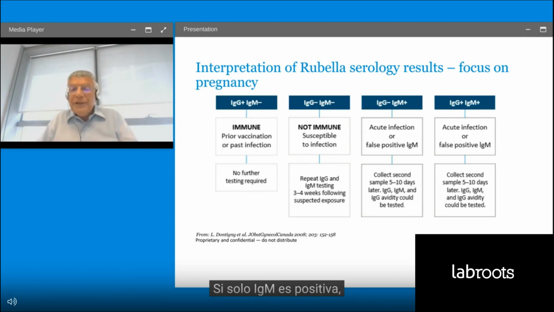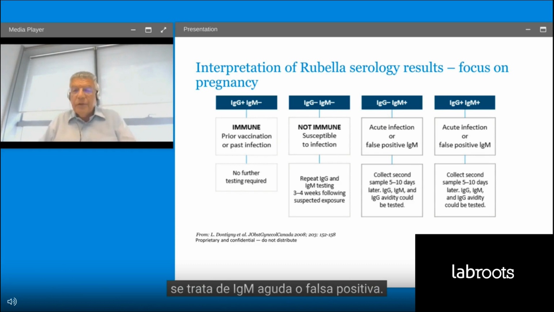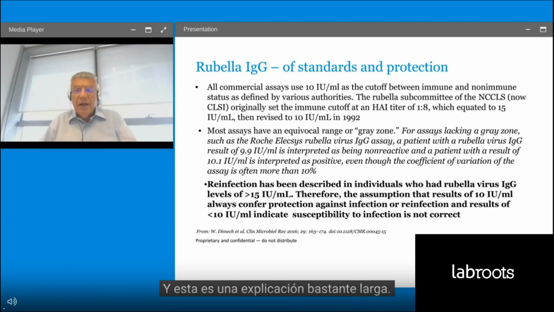If only IgM is positive, this could be an acute infection or a false positive. You have to sort it out with a second sample. If both are positive, this is either acute infection or false positive IgM, and again, you may resolve the doubt. But the point here is that in most instances, testing will yield a positive IgG. And there are questions about the immunity of any individual that is positive for IgG. And this is quite a long explanation.